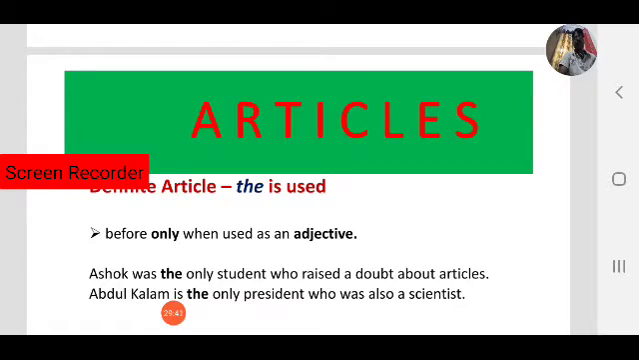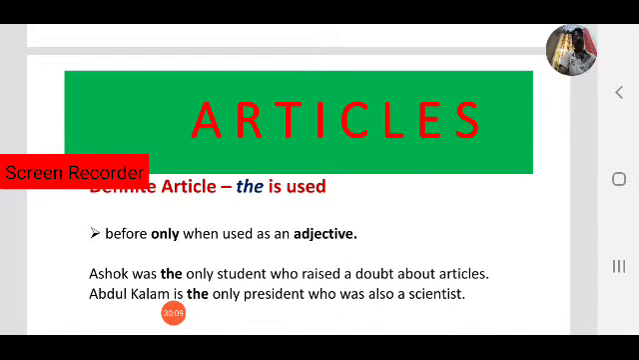Ashok was the only student who raised doubt about the articles. Only student out of 40 students. So only Ashok raised doubts on articles. Here, the only student. So only is used as an adjective. In that case we use the before only.